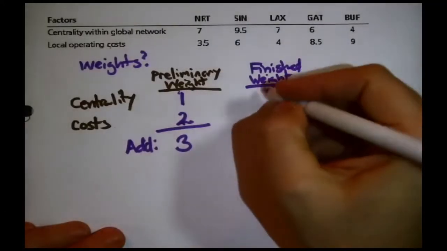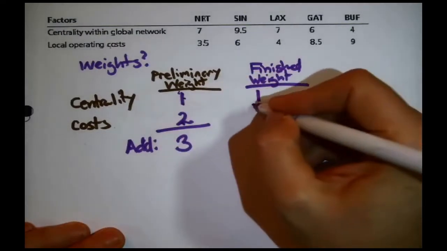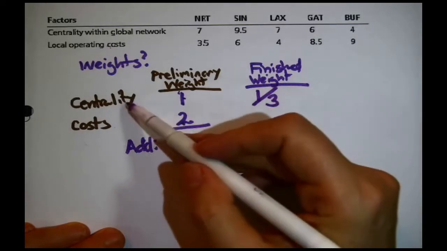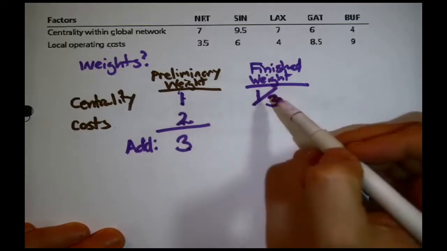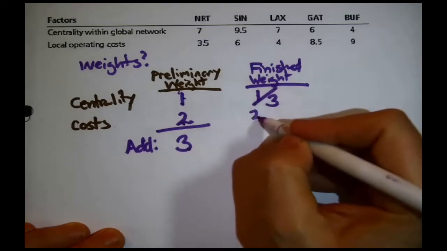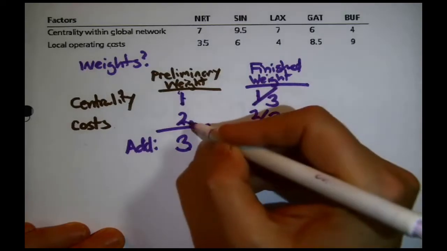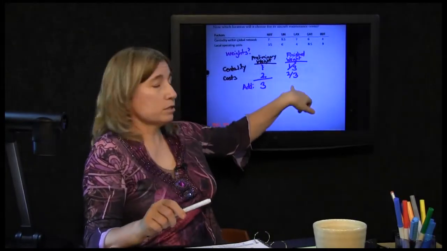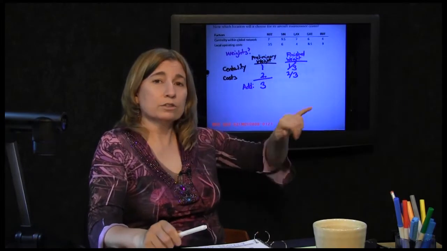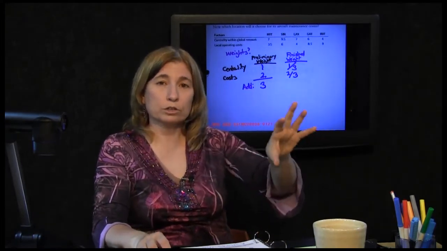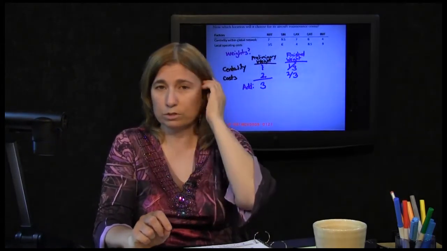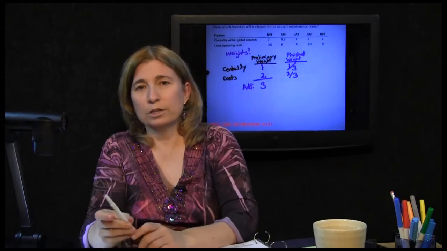You say, all right, then what? The finished weight is your preliminary weight divided by the sum of all the weights. So for instance, the weight for centrality should be 1, that was the preliminary weight, divided by 3. The weight for cost should be 2, that was the preliminary weight, divided by 3. Now we have a weighting system that adds up to 1, and local operating cost, look at that, 2/3 is twice as large as 1/3. It reflects the statement that it's twice as important. Oh, good. So is that the answer?